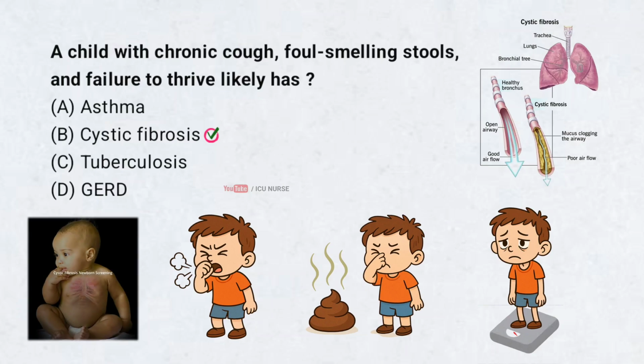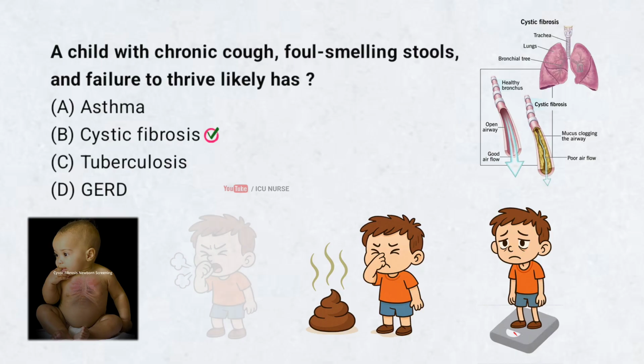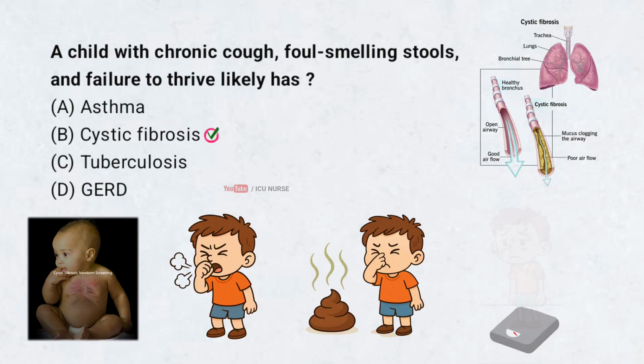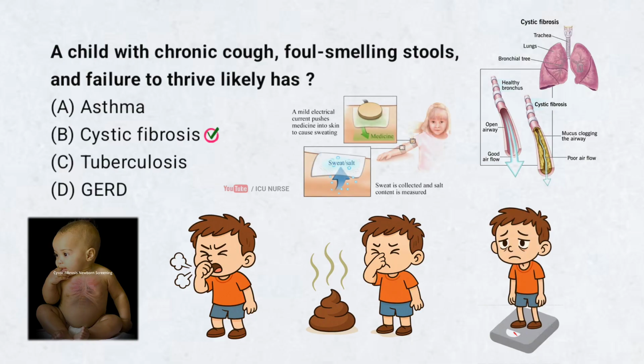Newborn screening now detects most cases early. The chronic cough suggests recurrent lung infections due to thick mucus buildup. Foul-smelling stools, that is steatorrhea, occur because pancreatic enzymes can't reach the gut to digest fats. Failure to thrive results from both poor nutrient absorption and increased calorie needs from lung disease. A sweat chloride test, that is more than 60 millimoles per liter, confirms cystic fibrosis. Early diagnosis and treatment with enzyme supplements and airway clearance improve outcomes.